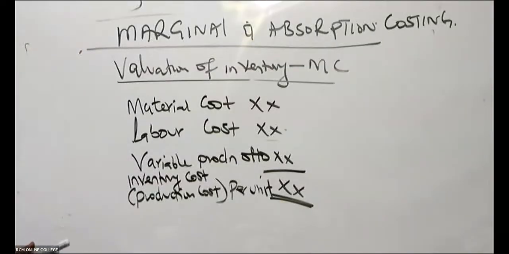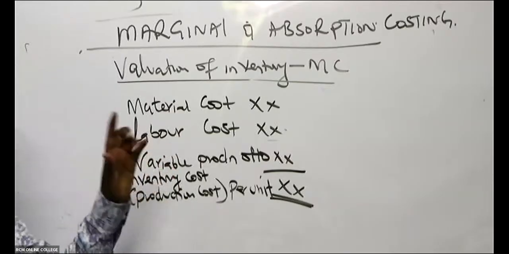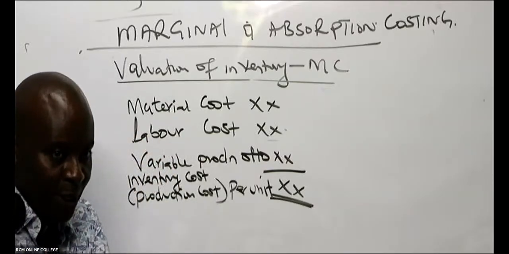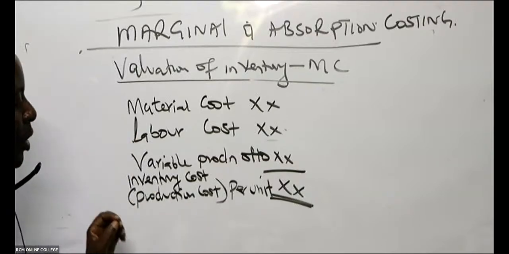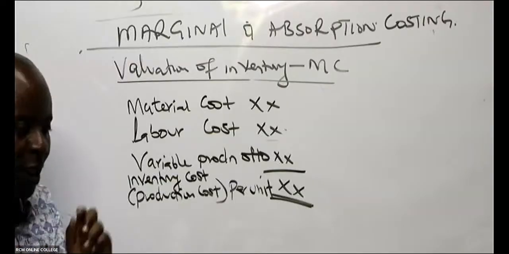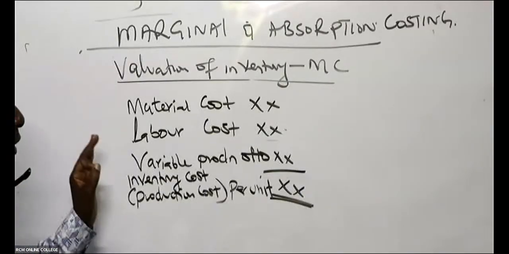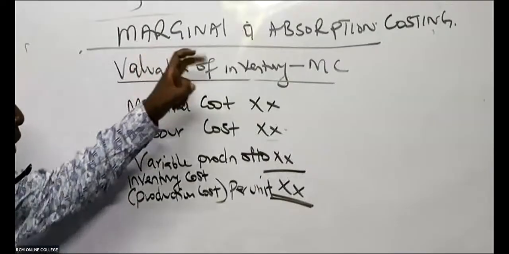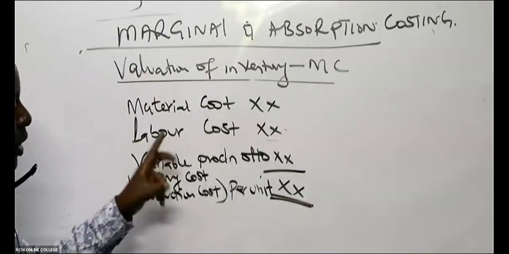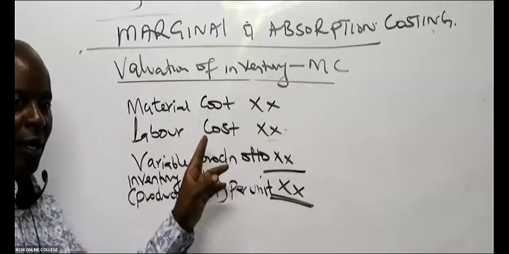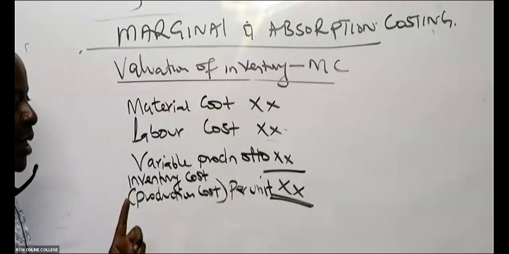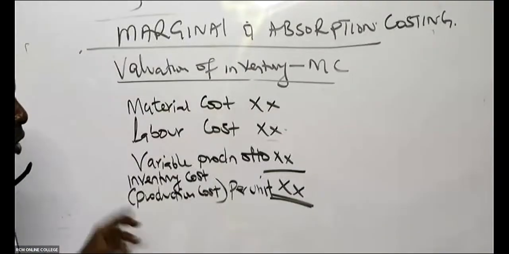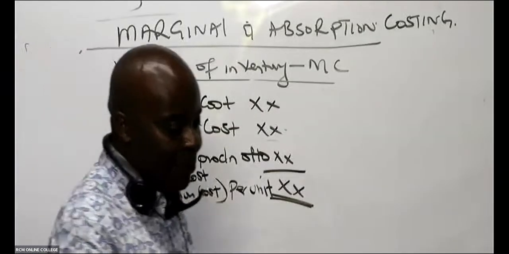Anytime you want to value your inventories, if it's marginal costing, we cannot bring in fixed cost. In terms of inventory valuation, or valuation of the units you have produced, we shall only be considering three costs: material cost, which is variable, labor cost, and variable production overhead. Those three will automatically give us what we call inventory cost or production cost per unit.